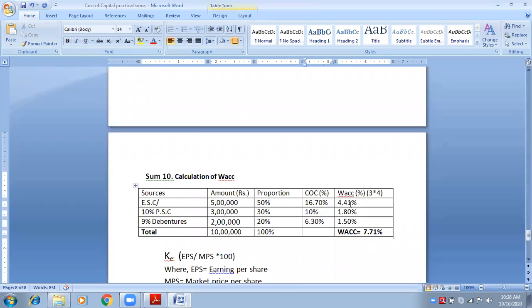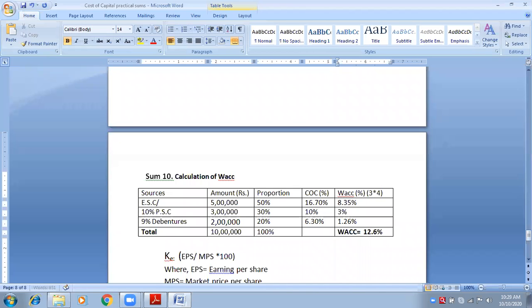Now calculate WACC. Tell me the WACC of equity. 50 into 16.70% is 8.35%. Next, what is 30 into 10%? Next, 20 into 6.3 is 1.26. And what is the total? 12.61.